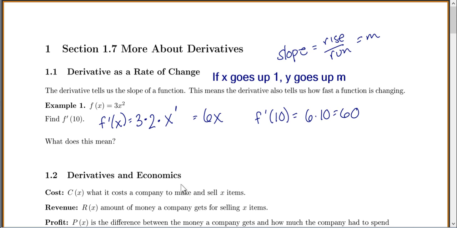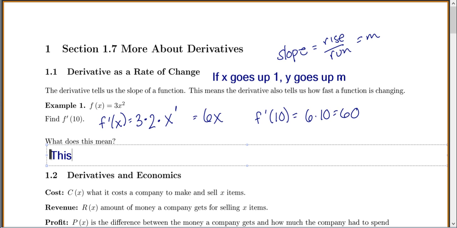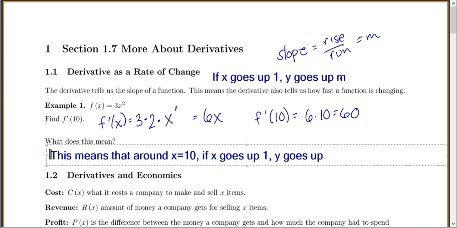So what does this mean? This means that at x equals 10, and it's specifically at x equals 10 because my derivative is changing constantly, so my slope changes constantly, but this means at or around x equals 10, if x goes up 1, y goes up our slope, which is 60. So that's what our rate of change tells us. Again, if x goes up 1, y is going to go up 60 because our slope at that point is 60.